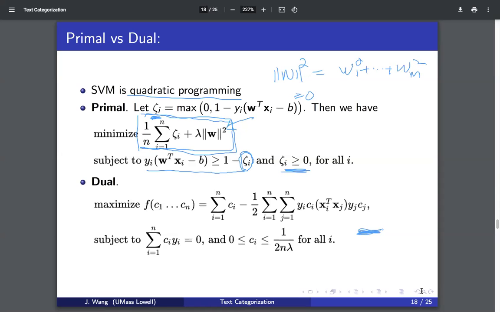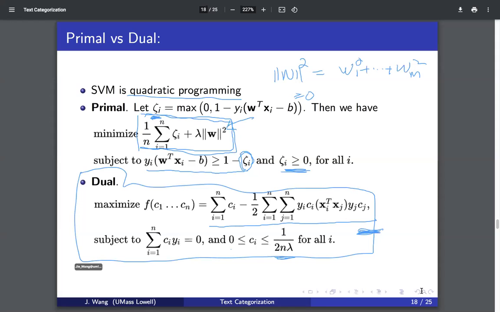The dual will turn minimization into maximization. So this is the dual. Now, don't worry about how this is derived. We just take it for granted. Okay, so that becomes a dual. Subject to the constraints: summation of Ci times Yi is equal to 0, and Ci is between 0 and less than or equal to this. It turns out that this form is easier to solve by quadratic programming.